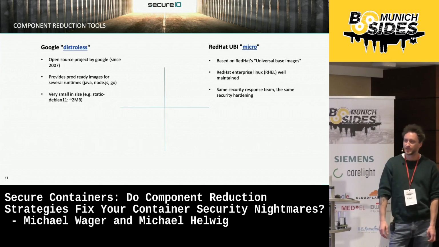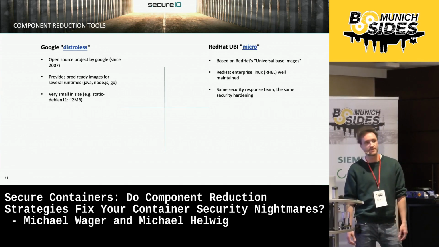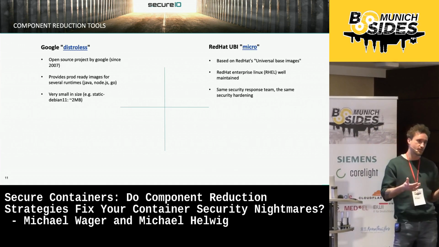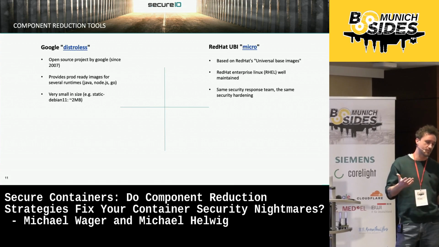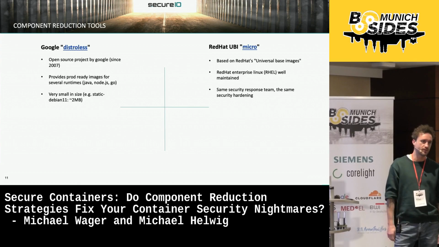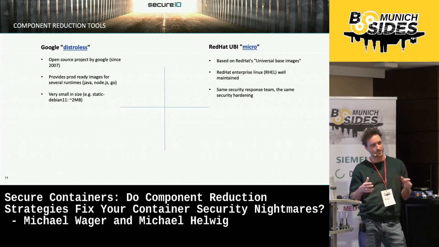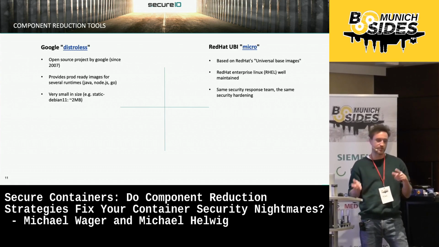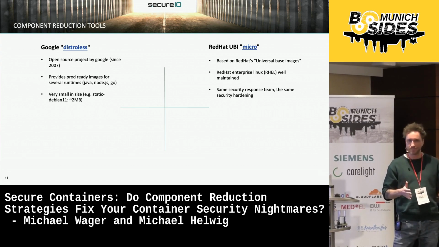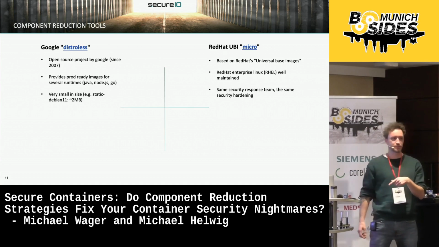Then we have Red Hat UBI Micro, based on the Red Hat Universal Base Images. And the nice thing here is that they don't provide so many prod-ready images, you have to build yourself for certain runtimes, but you get the same Linux security hardening and response team as you get with any Red Hat Enterprise Linux. And funny thing is that if you Google for distroless, you will certainly find a blog post from Red Hat bashing against Google distroless. And you read it and you think like, okay, maybe it's not the best, but if you read it until the end, it's just an advertising for Red Hat UBI Micro.